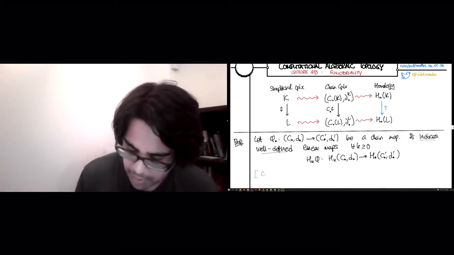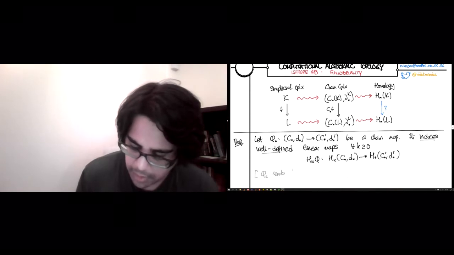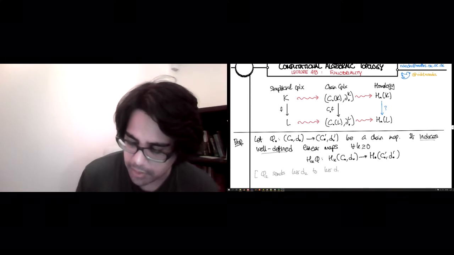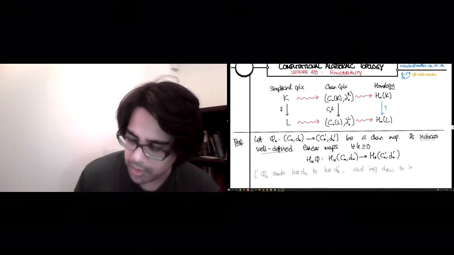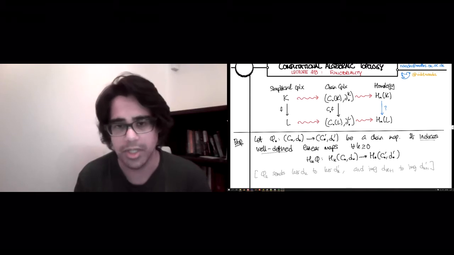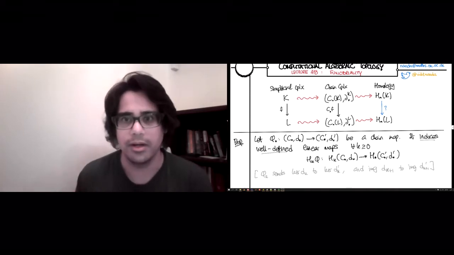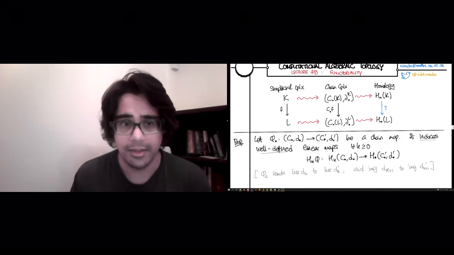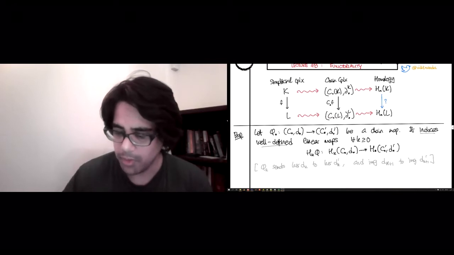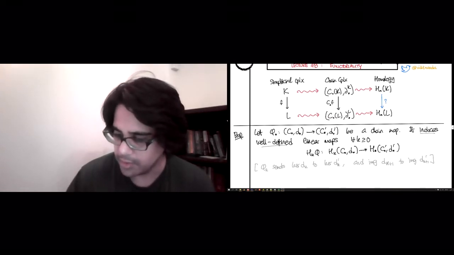Well, all it means is that phi_k sends the kernel of d_k to the kernel of d_k prime, and the image of d_{k+1} to the image of d_{k+1} prime. That's what this means. And if you have two spaces and the homology is their quotient, and your map sends the numerator to the numerator and the denominator to the denominator, then it descends to a well-defined map on the quotient spaces. Okay, so this is what we'd like to prove, and let's do the kernel part first.